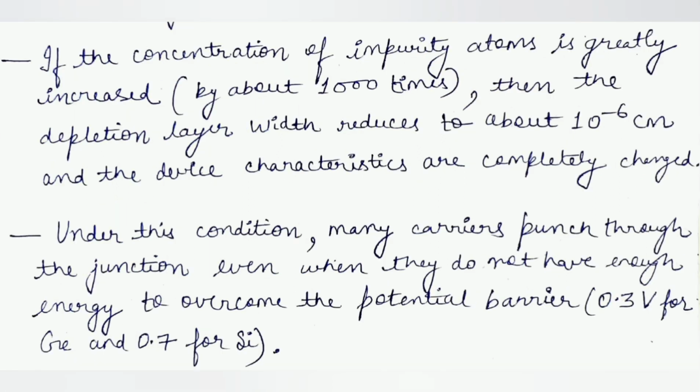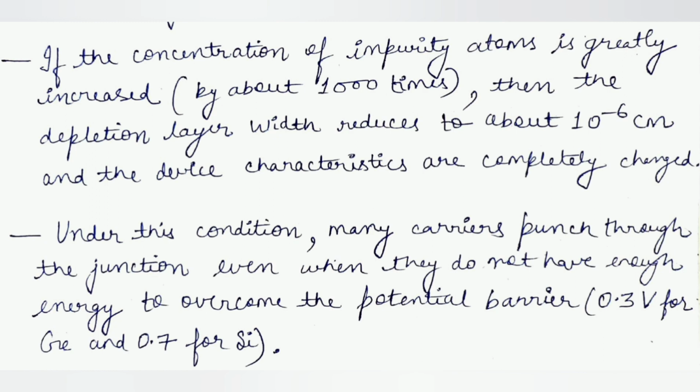This is actually very heavily doped, about 1000 times greater, and the depletion width is reduced to 10 to the power minus 6 centimeter, and the device characteristic is completely changed in the tunnel diode. Many carriers can punch through the junction even when they do not have enough kinetic energy to overcome the potential barrier, as I have explained earlier. So this is a very useful diode.